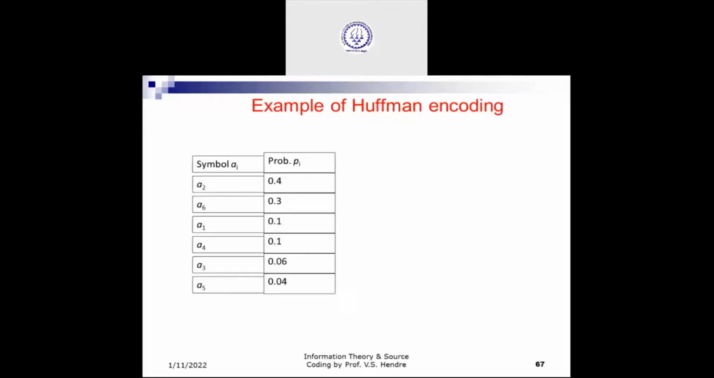A source contains 6 symbols with probabilities 0.4, 0.3, 0.1, 0.1, 0.06 and 0.04. So there are 6 symbols with the probabilities mentioned here. We need to ensure that the sum of their probabilities is always equal to 1. If I add them together, it is 0.4 plus 0.3 is 0.7, 0.8, 0.9, and the total sum will be equal to 1. So these are the probabilities of the symbols given.